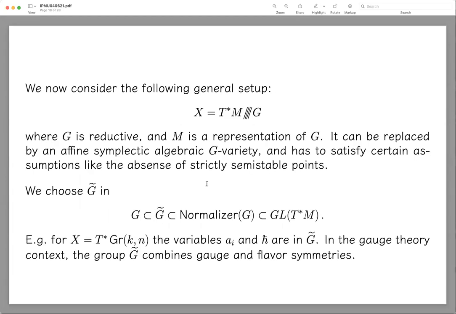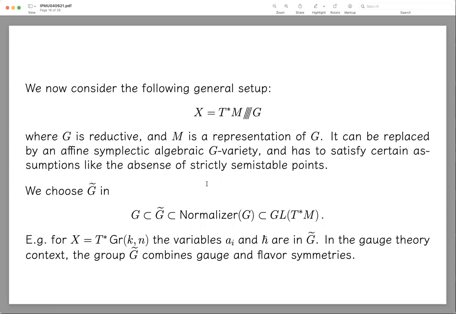We'll come to the following setup: X will be T star of some M, taking algebraic symplectic reduction by some G. And maybe I'll state very clearly from the very beginning that this is a setup very familiar to many of you. In the setting of the original gauge theory problem, G is the complexification of the gauge group, and M is some representation. In fact, we would like to double it, so we would like this representation to be symplectic. That's how much supersymmetry we want in this problem.